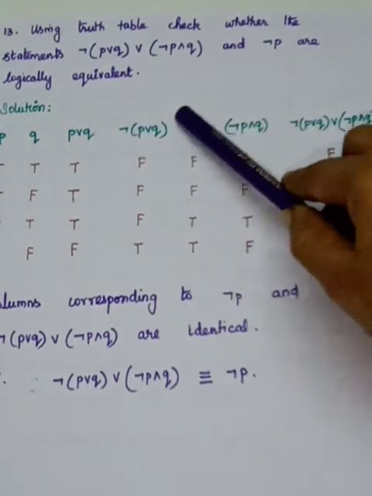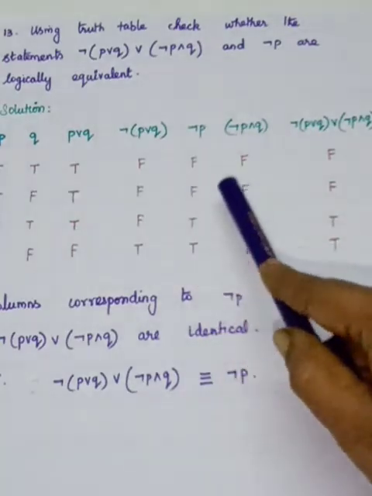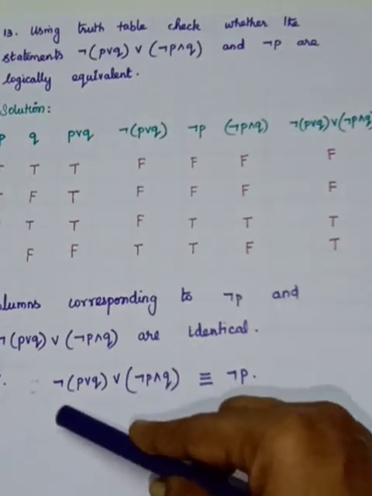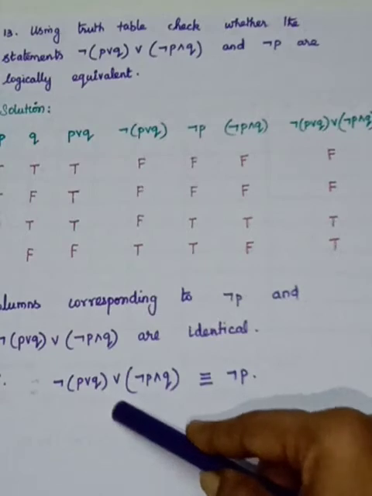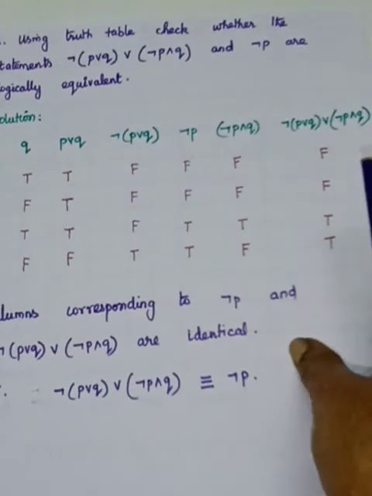Negation P is in the fifth column. So look at your fifth column and the last column. How are they? FFTT, FFTT. So they are identical. So therefore the statement, negation of P or Q or negation P and Q, is logically equivalent to negation P.